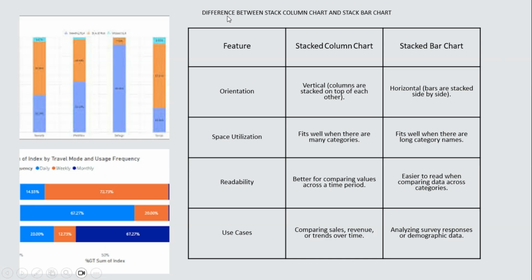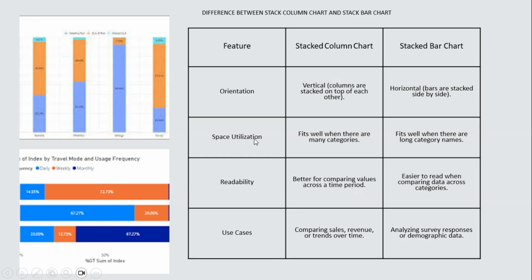So now let us look at the difference between the stack column chart and the stack bar chart. So this is your column chart and this is your stack bar chart. Let's look at the features. The stack column chart is vertical. Okay, columns are stacked on top of each other. But in the stack bar chart, it's horizontal. Bars are stacked side by side.